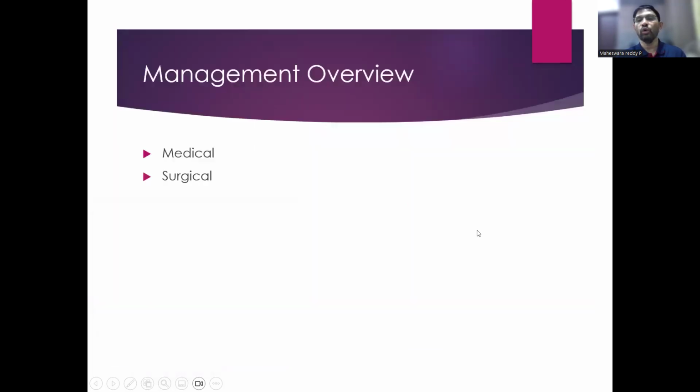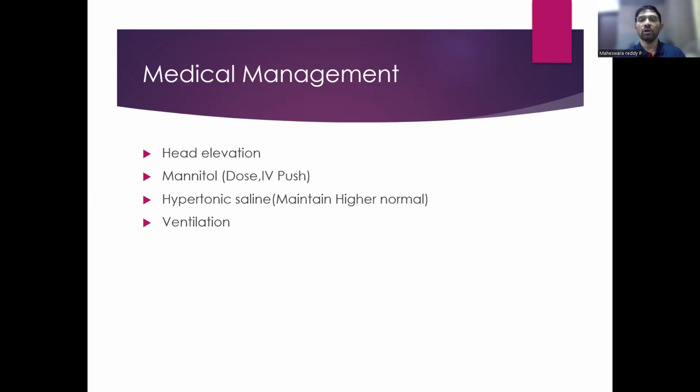So how do we manage them? Medical and surgical. Medical measures are mostly temporary. This is to buy some time before the definitive treatment is indicated. Surgery is the definitive treatment. It addresses the underlying pathology. So what are the medical managements? Elevate the head of the patient to 30 degrees.